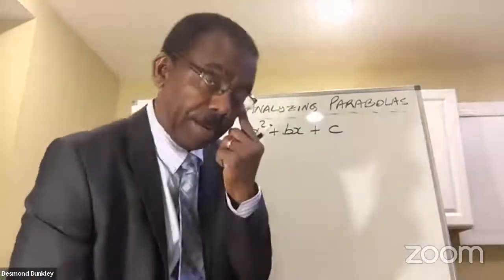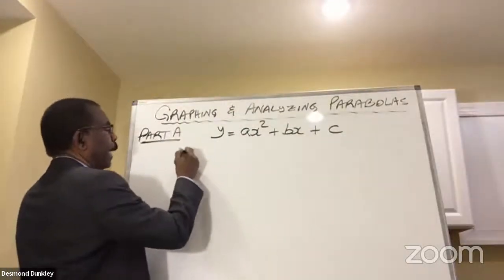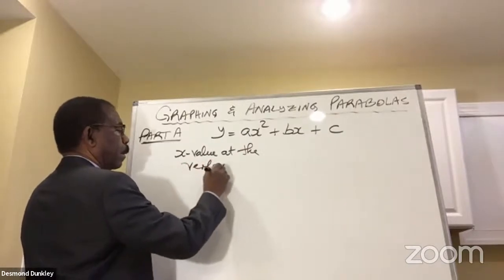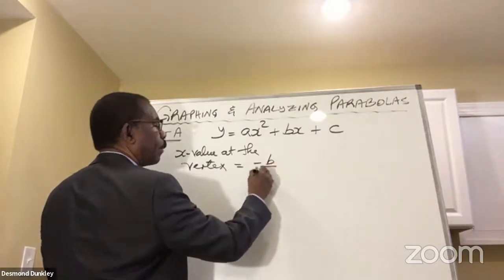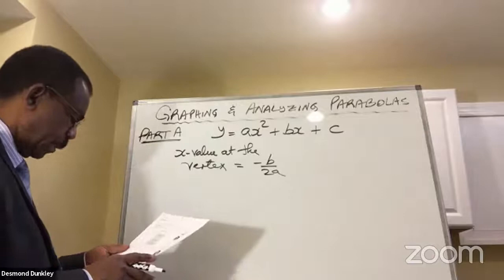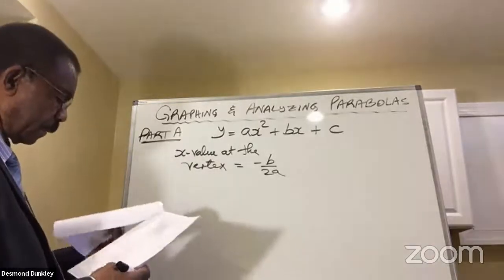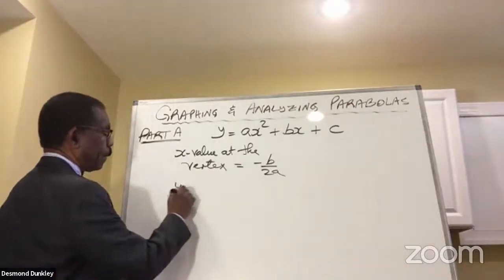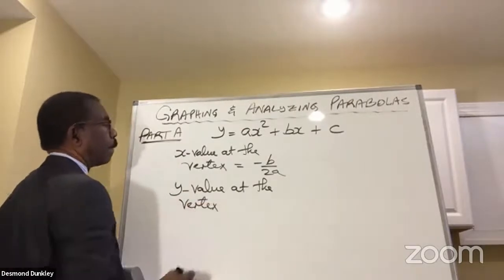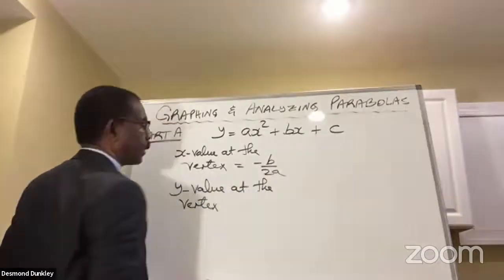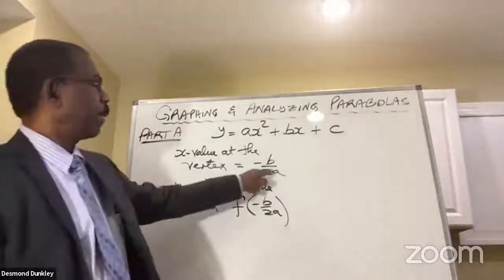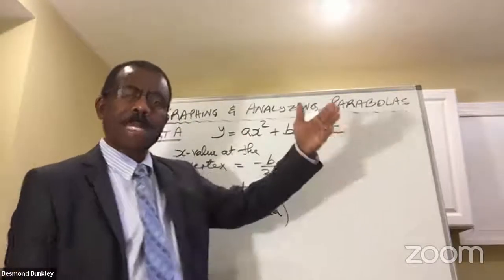Let me just take this time to define the axis of symmetry. Okay? The x value at the vertex is equal to minus b over 2a. So when you look at that graph, whatever minus b over 2a is, will give you the x value of the vertex. Okay? Now, the y value at the vertex is really whatever this is, plug it into the equation. It's going to be basically f of minus b over 2a. In other words, whatever this number is for x, plug it into the equation that you're given, and that will give you the y value.